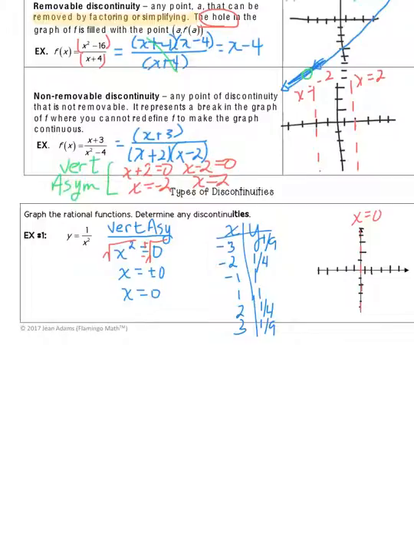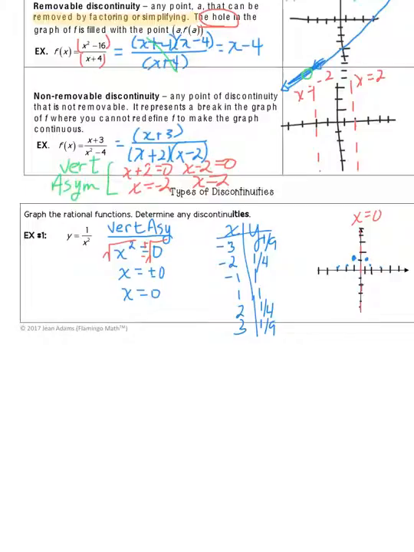So I can graph the negative 3 and 1/9, which is just right there, really close to the x-axis. Negative 2 and 1/4, a little further from the x-axis. Negative 1, 1, 1, 1, and then 2 and 1/4, and then 3 and 1/9.